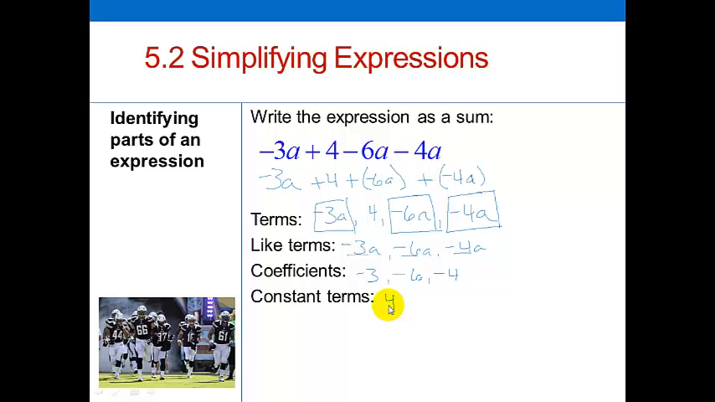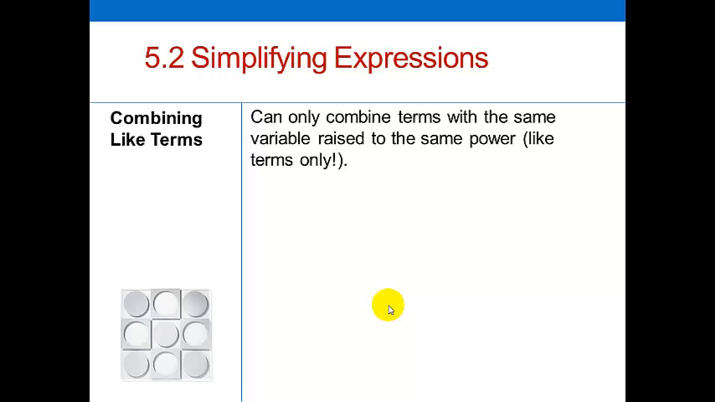Okay, so again, the process, half of the problems are going to be just identifying what our like terms, coefficients, and constants are. We're kind of like, is that all we're going to be doing? Yeah, no, you're in 7th grade, so it's going to be a little bit harder. And we're going to do what we call combining like terms, because the whole point is to simplify it. And we can only combine terms with the same variable raised to the same power. So again, like terms only, they have to have the same outfit.